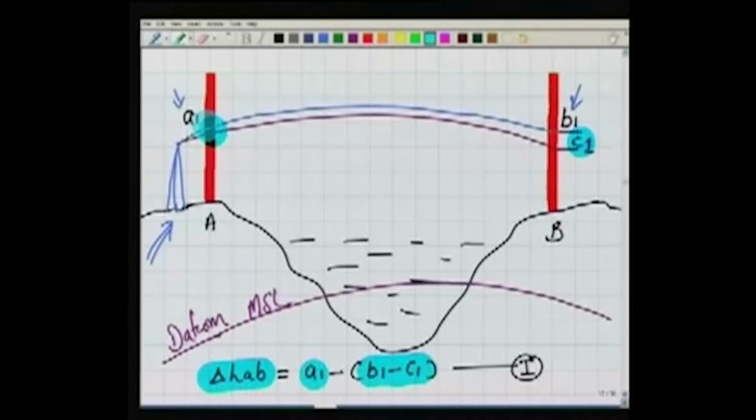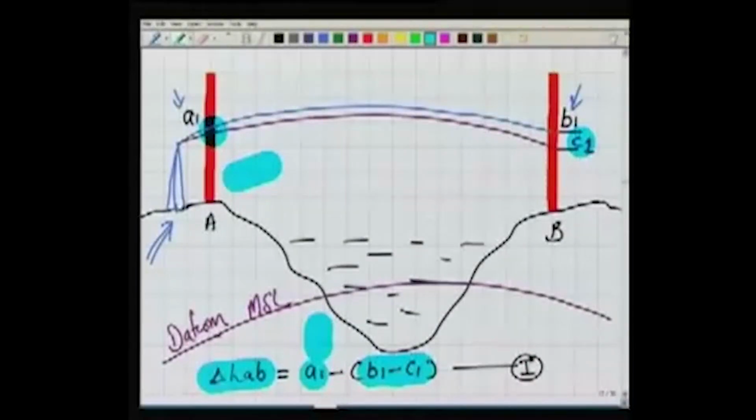Why? Because the staff here is very near to the leveling instrument, and the effect of error due to non-parallelism, the collimation error, curvature, refraction, all this will be very, very insignificant, negligible. That's why we are not applying any correction at A1. So this is how I can write it.